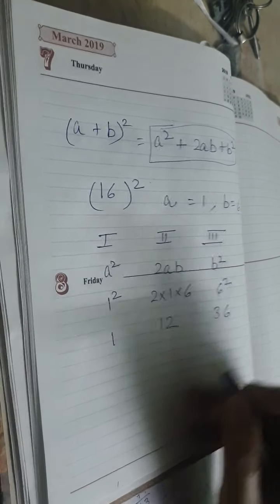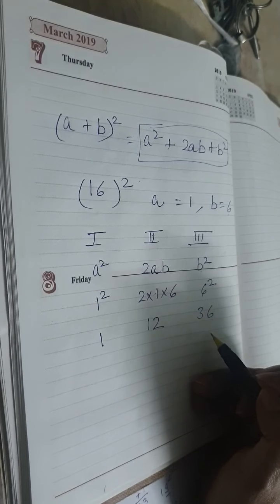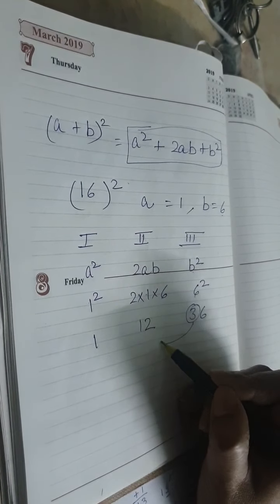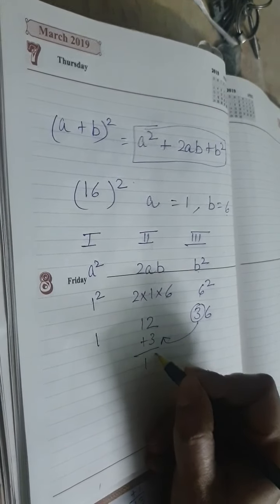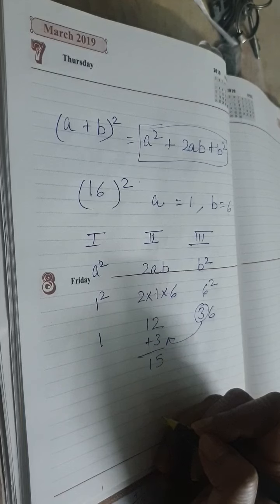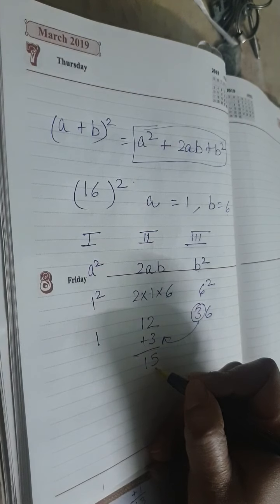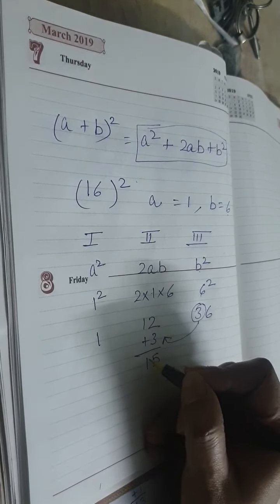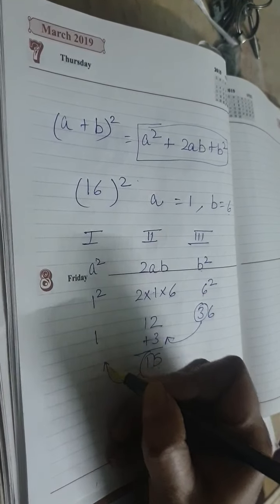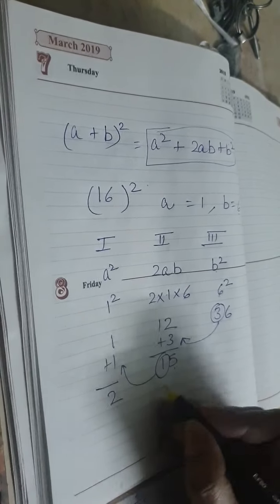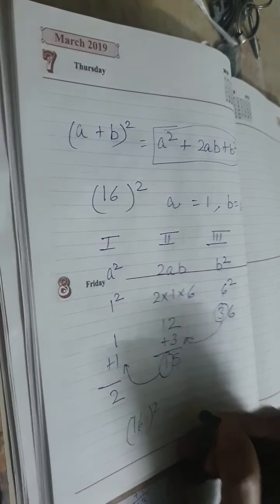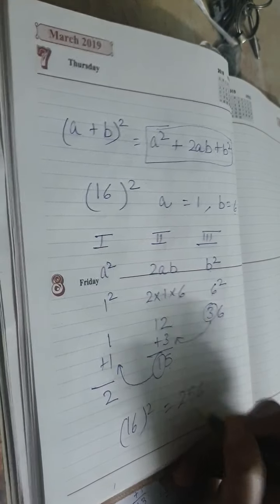What I have told you, that from the last columns you have to take only a single unit value. So it will go to the next column, plus 3. Now what does it become? 15. Only 5 goes in the answer. Then 1 will move forward. What is it? 2. So 16 square is equal to 256.